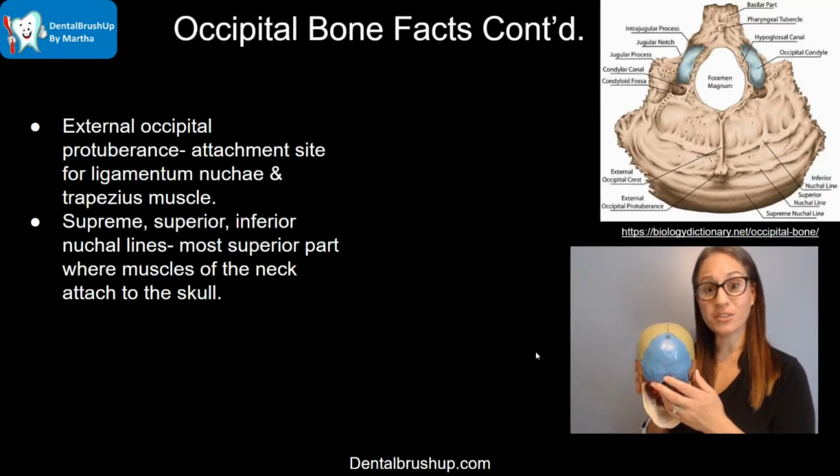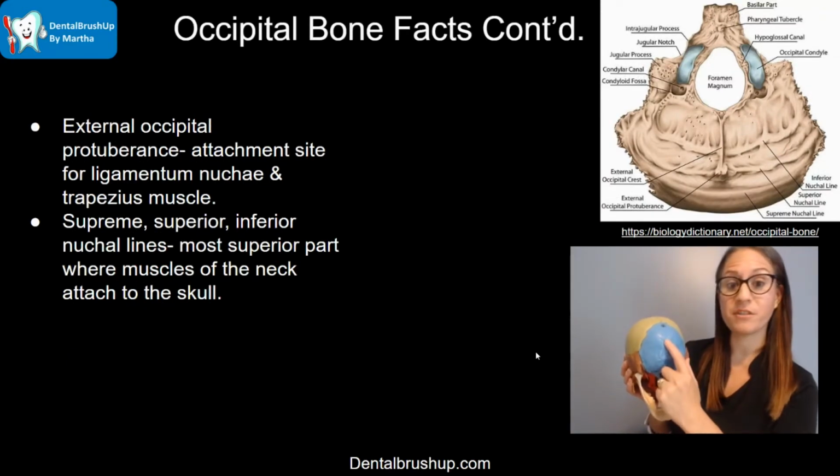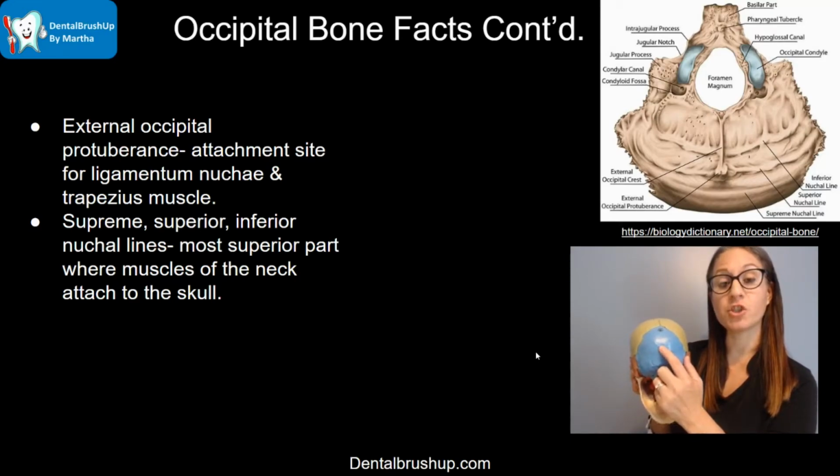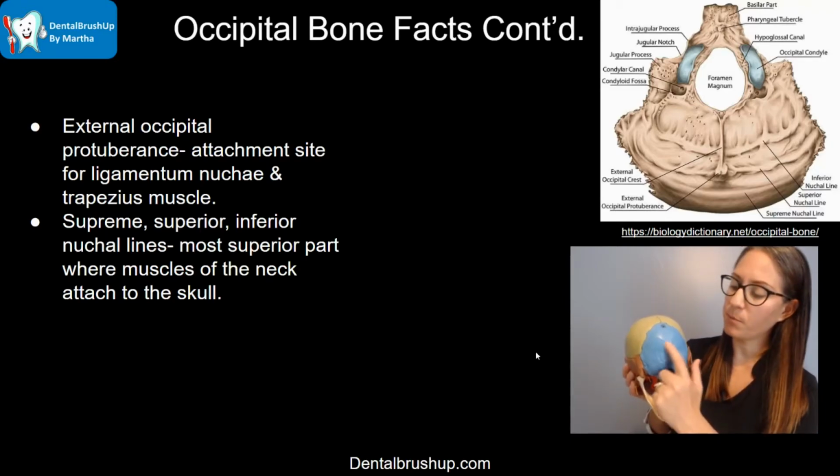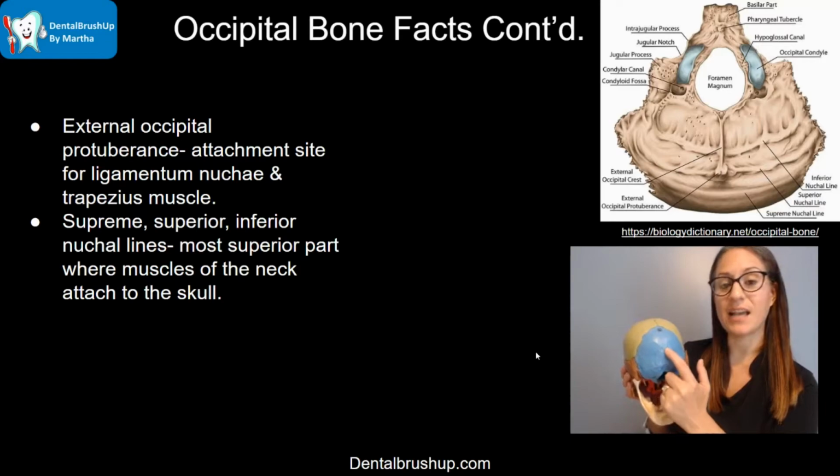Now, if you take a closer look at the posterior portion of the skull, you'll see the small bony projection here, which is known as the external occipital protuberance. This bony projection acts as an attachment site for the ligamentum nuchae and the trapezius muscle.